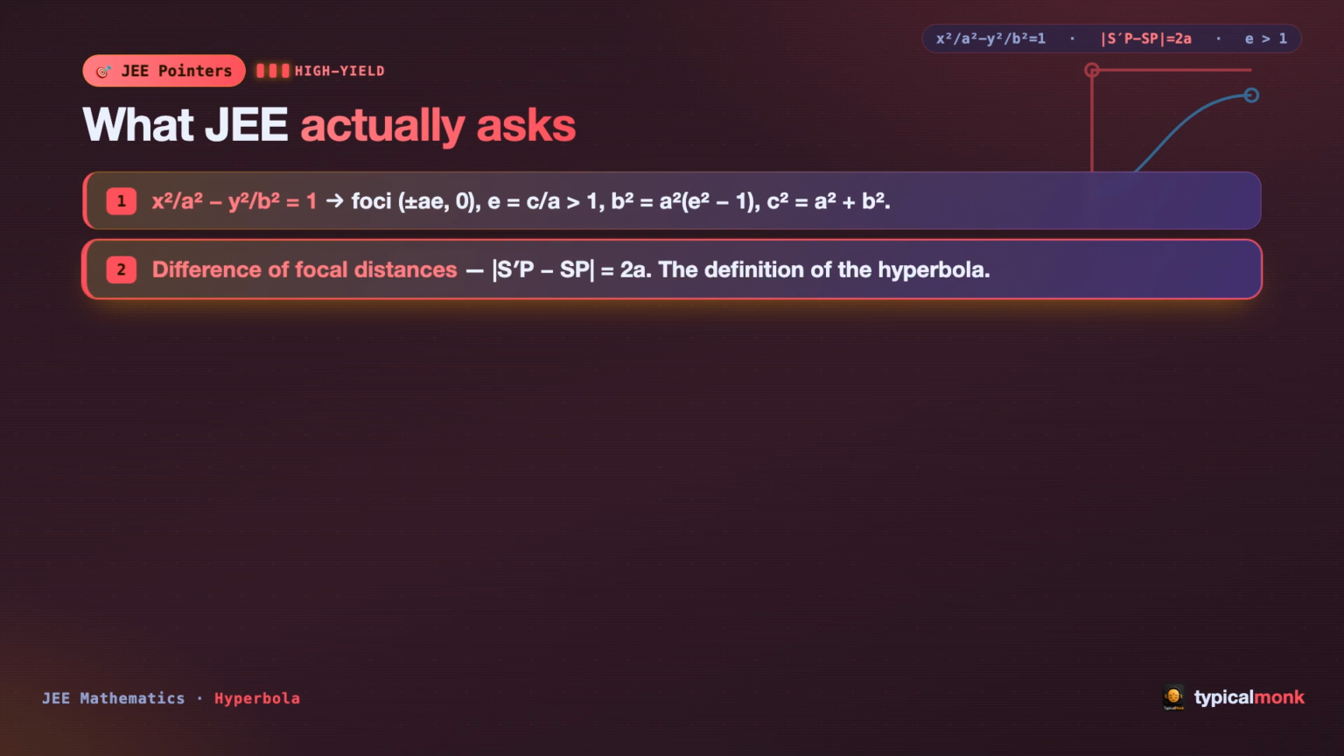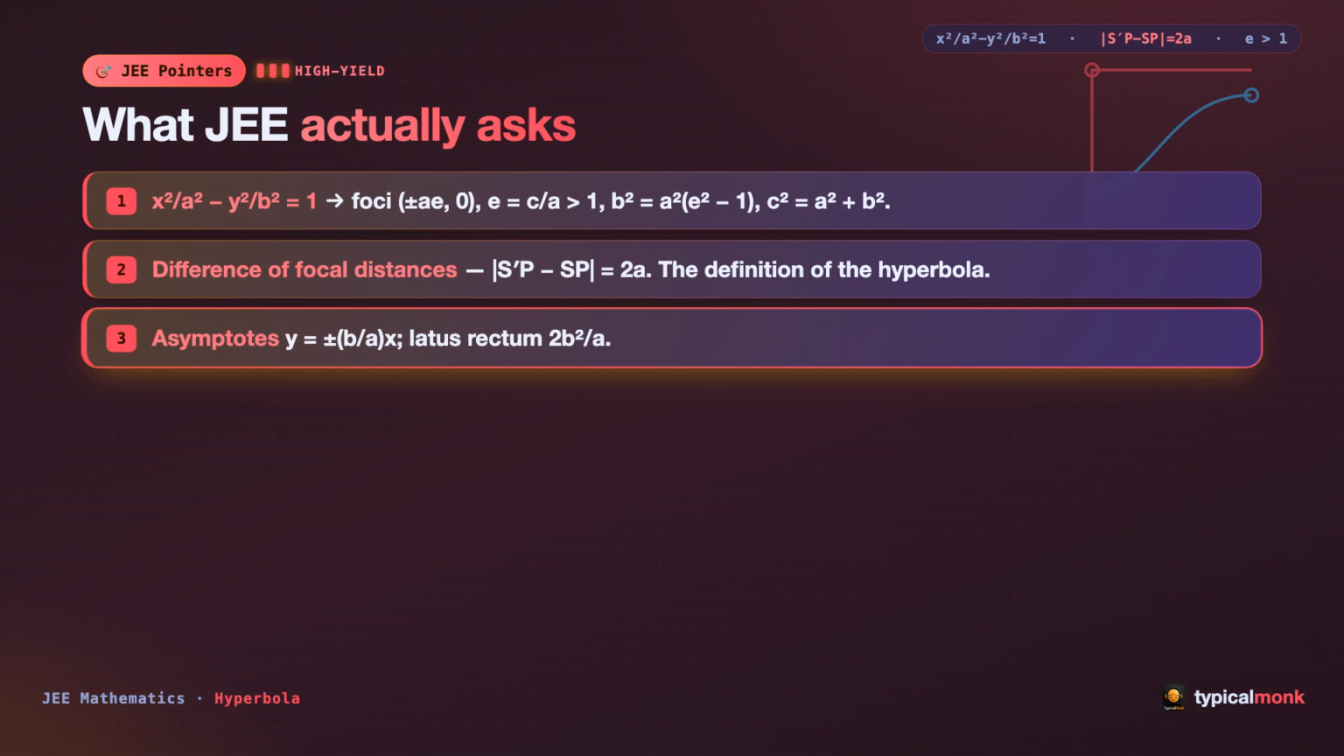2. The difference of the focal distances, the modulus of S'P minus SP, equals 2a. The definition of the hyperbola. 3. The asymptotes y equals plus or minus b over a times x, and the latus rectum 2b squared over a.